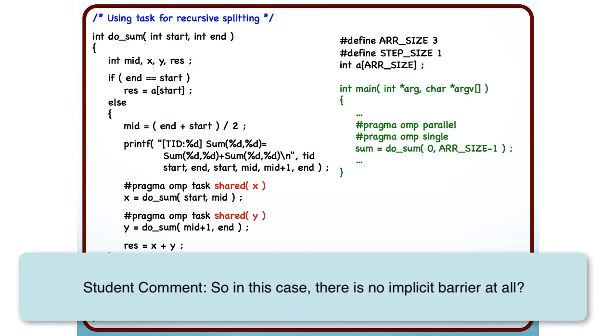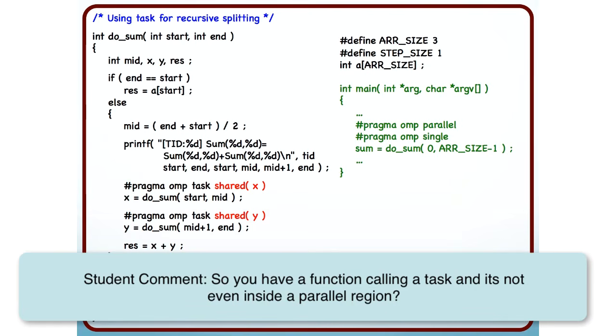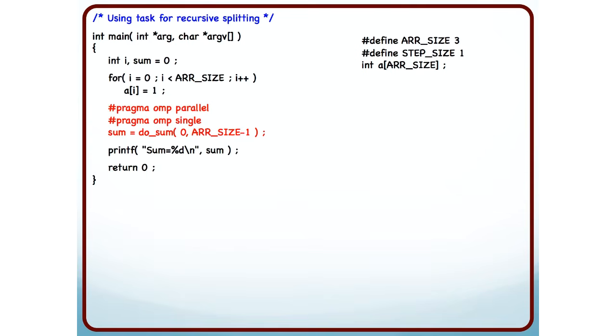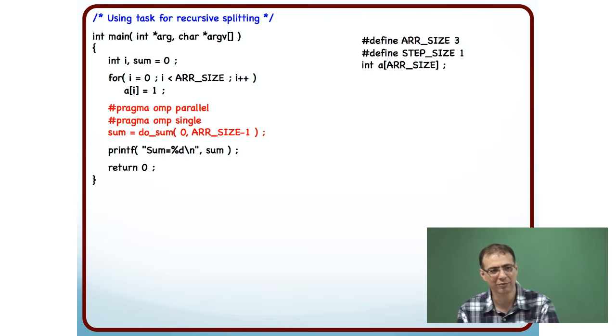So in this case, there is no implicit barrier at all. Implicit barrier is associated with certain OMP directives. Here, this is a function call. So you have a function which is calling a task and it's not even inside parallel. No, remember? This is where we started. Yeah, but how does the function know that it is inside? Function doesn't need to know. You have to know as a programmer.